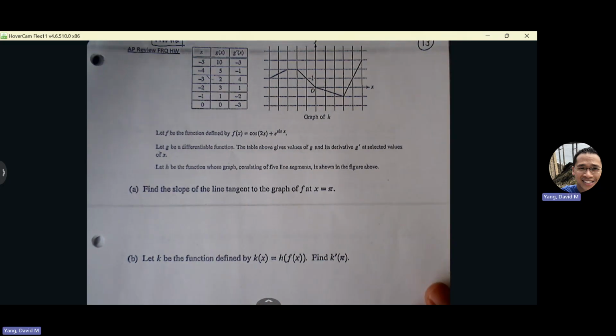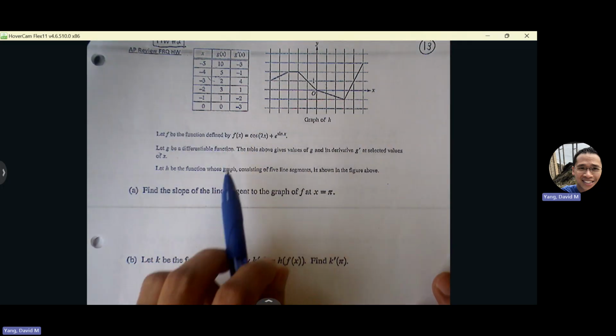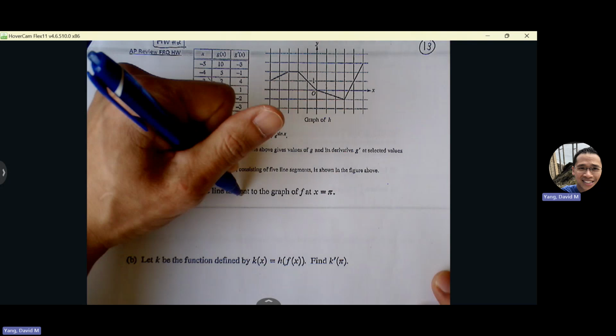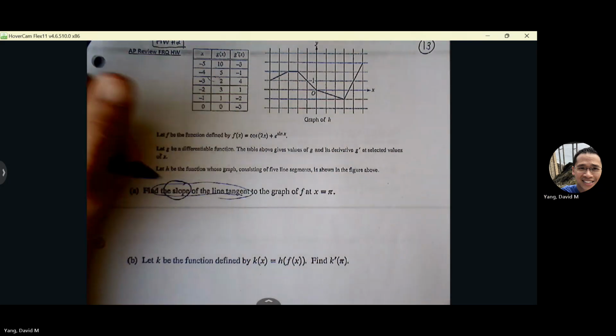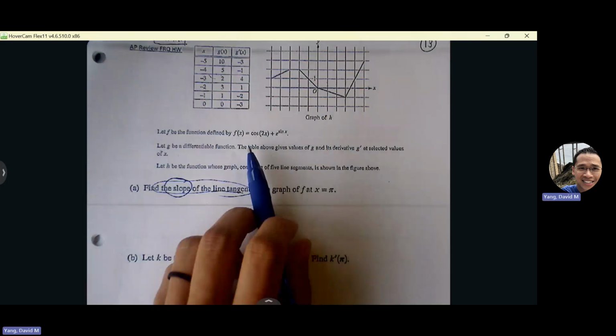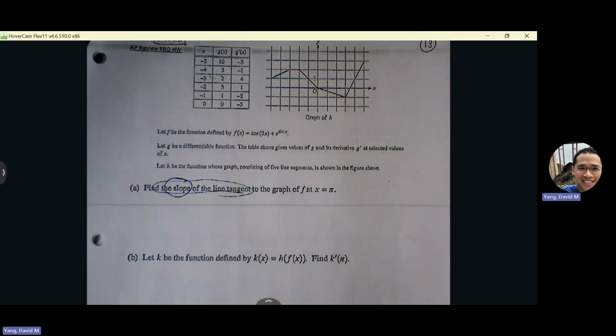All right, part A. Find the slope of the line tangent to the graph of f at x equals pi. So here's our f function. If I want to find the slope, I have to find the what first? Well, it just asks for the slope, not the tangent line equation. Find the derivative, yeah. So we have to find the derivative, and then from the derivative, we can plug in pi, and that'll get us our slope value.